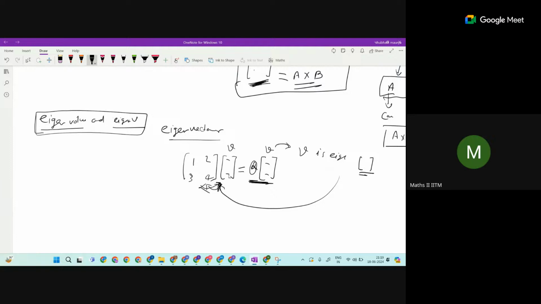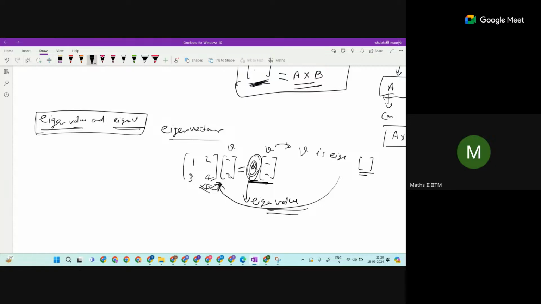By luck I got this v, but this is not luck. We'll see how we get it. And this alpha is called your eigenvalue. The eigenvalue came after the eigenvector. Once we know the eigenvector first, we'll deduce the eigenvalue. So this alpha is our eigenvalue, and now this eigenvalue will help to find the eigenvector. We'll slowly see the process.